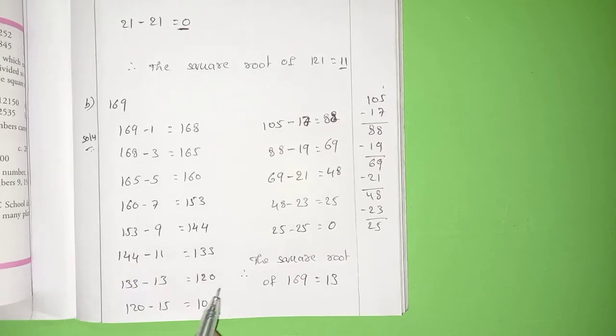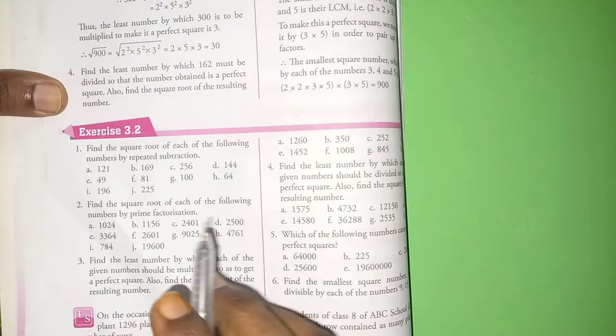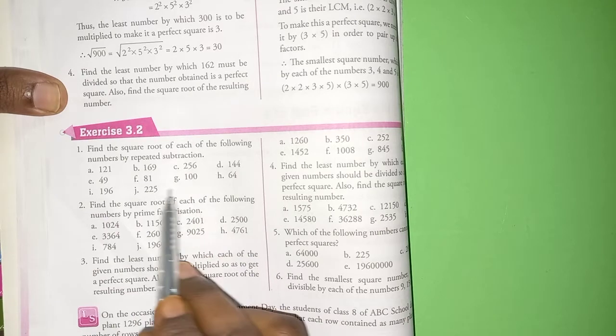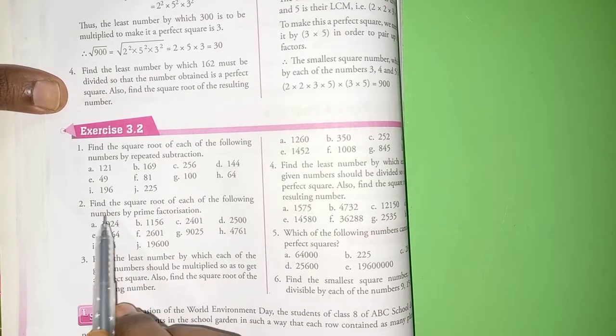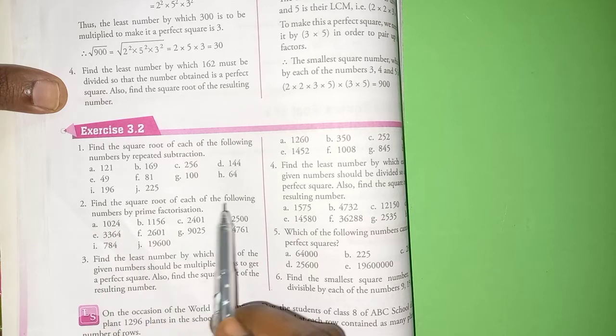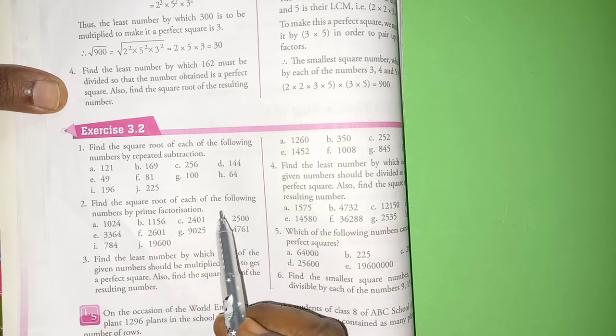In the previous exercise, to find the square of a number, we did addition. For square root, we have to do subtraction. Like this, you have to do the remaining ones in your maths homework. Next one. Find the square root of each of the following numbers by prime factorization.